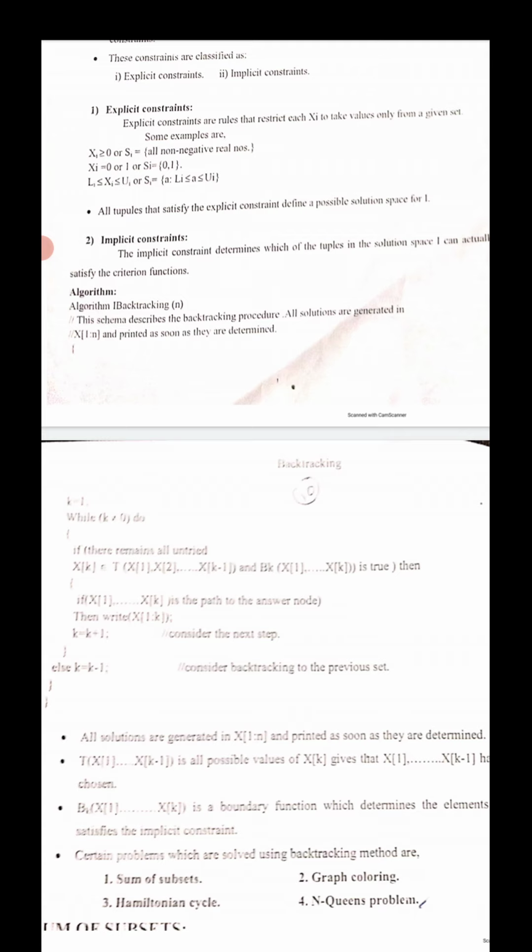There are certain problems which are solved by using backtracking. These are as follows: sum of subset, Hamiltonian cycle, graph coloring, and the N-Queen problem.